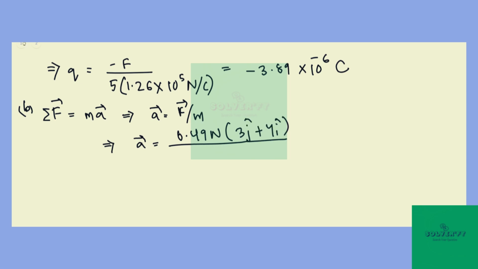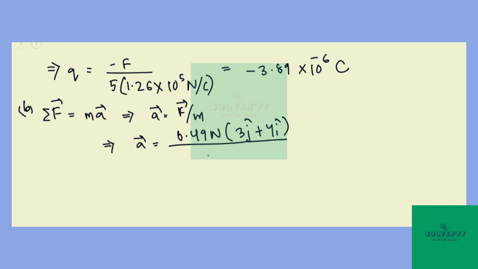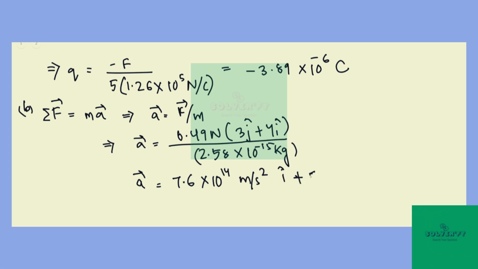So this value is basically the multiplication of charge and this part over here. And we have mass, which is given to be 2.58 times 10 to the power minus 15 kg. And we solve this equation and we get the acceleration to be 7.6 times 10 to the power 14 meter per second squared I cap plus 5.7 times 10 to the power 14 meter per second squared j cap.